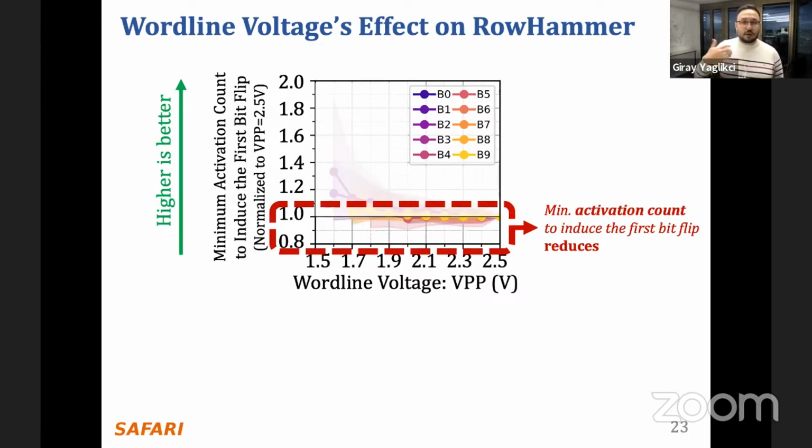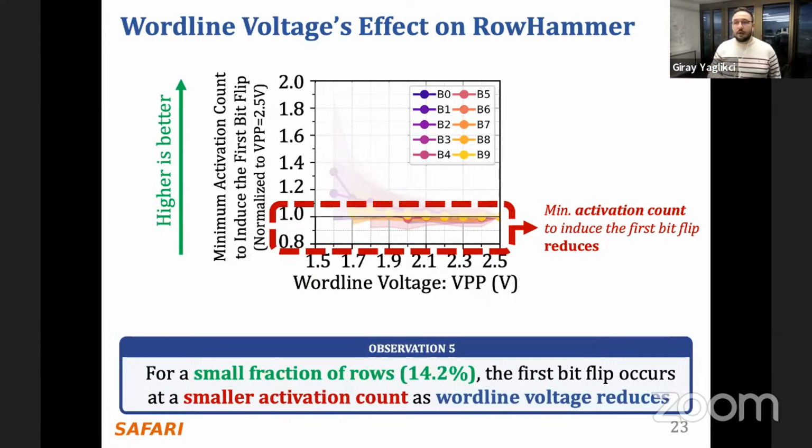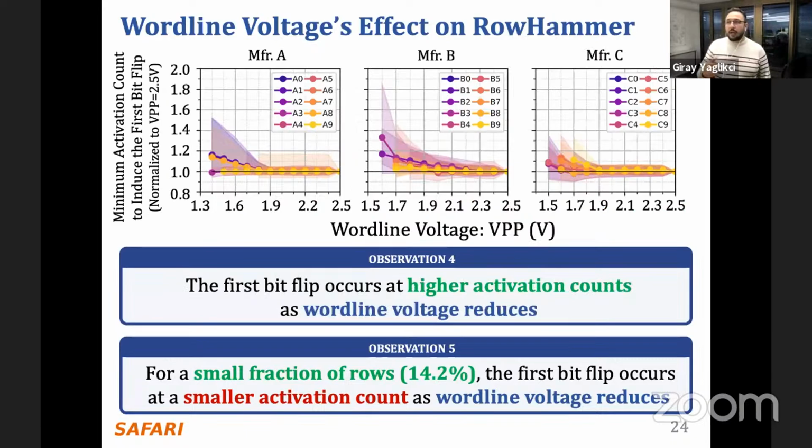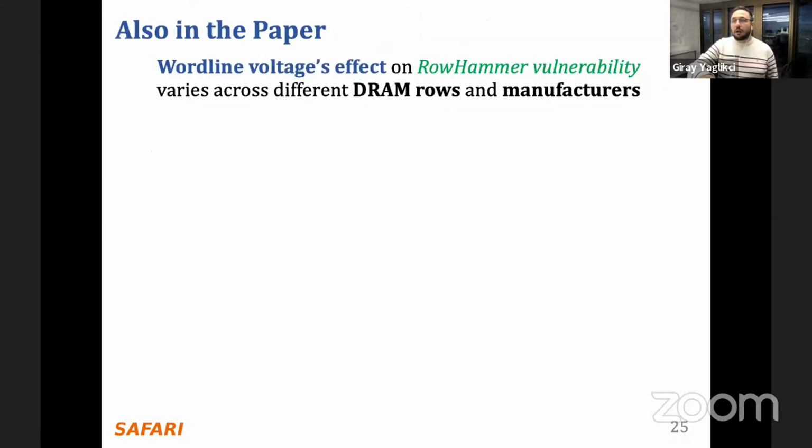So we need more activations to induce a RowHammer bit flip. And again, if you focus on this part below 1.0, we observe that the minimum activation count to induce the first bit flip reduces for some rows, and the small fraction is around 14% of these DRAM rows. And we again observe the same behavior across all 3 manufacturers. We have more analysis in the paper on that.